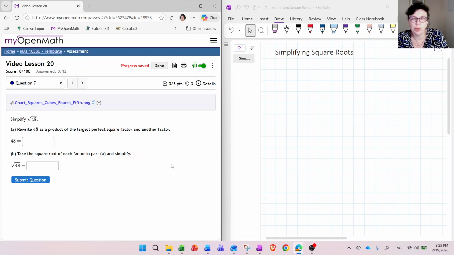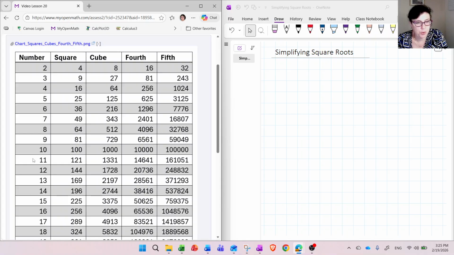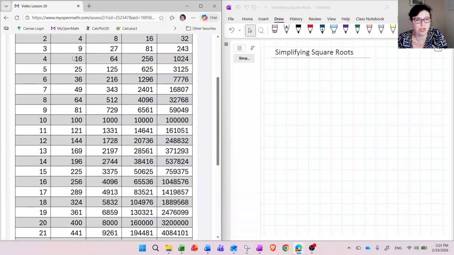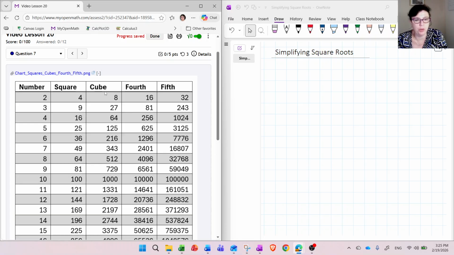In this video, we are going to talk about how to simplify a square root. Now, in order for this process to be efficient, I went ahead and created this chart. If you click on the little plus sign here, you will see the numbers and then their powers: squares, cubes, fourth, and fifth powers. For this specific example, because this is a square root, we're only going to use the squares. But the same idea will be good for the cubes and the fourth power and the fifth power.